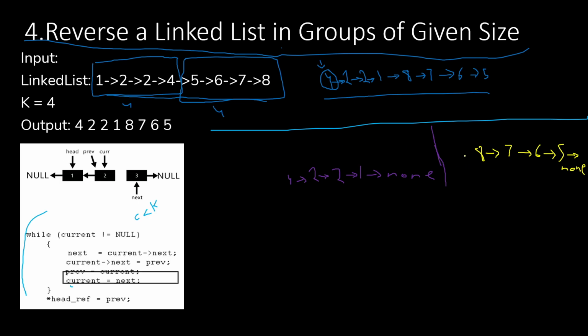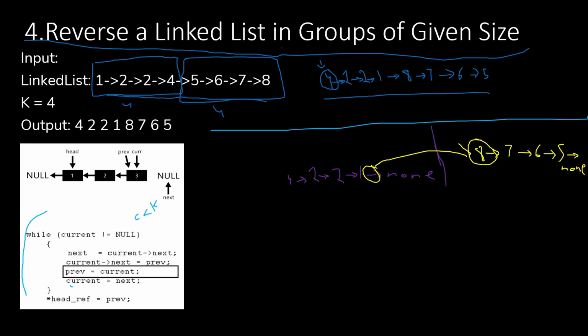Next value of the next group is this one, 8. So we want this arrow pointing towards this 8 value. Now how will we do that in the recursion approach? In the recursion approach, we're using this same approach in the recursion also.